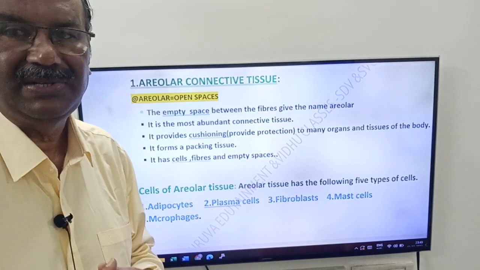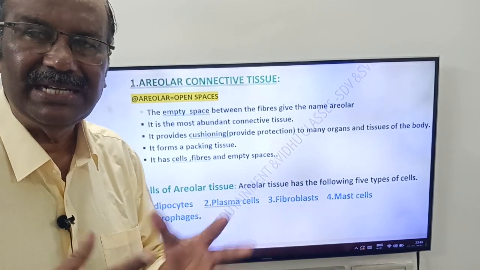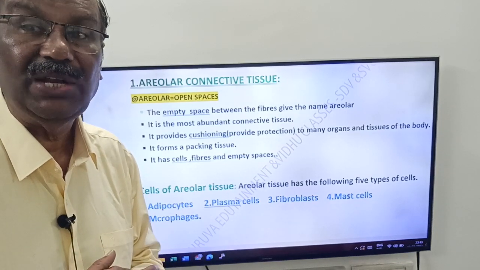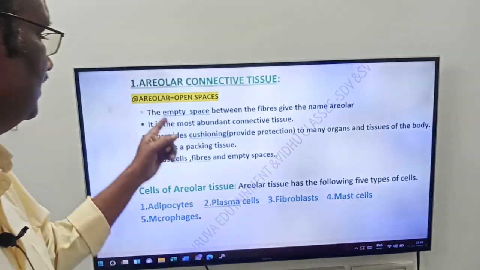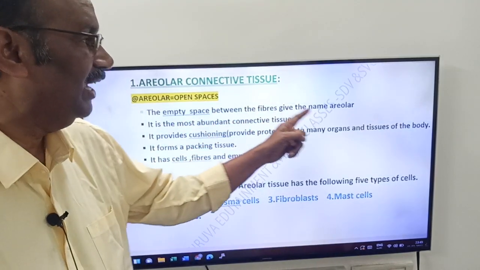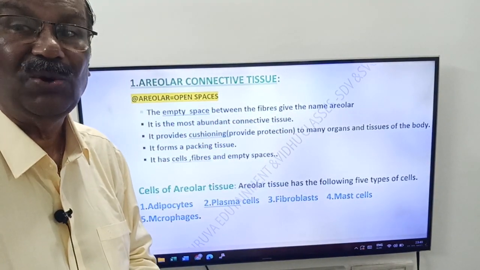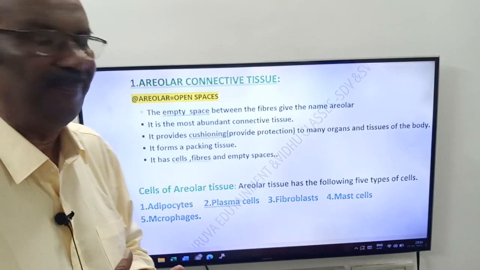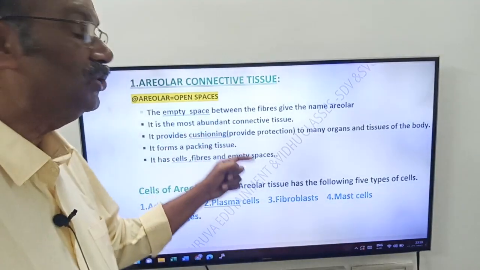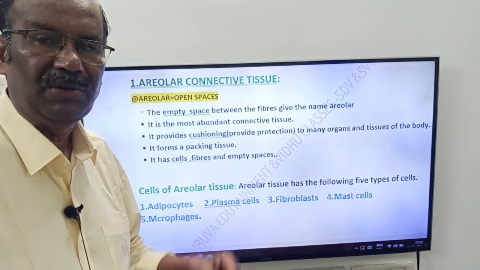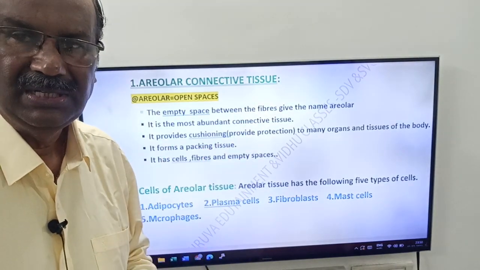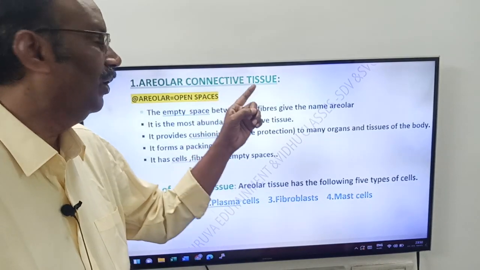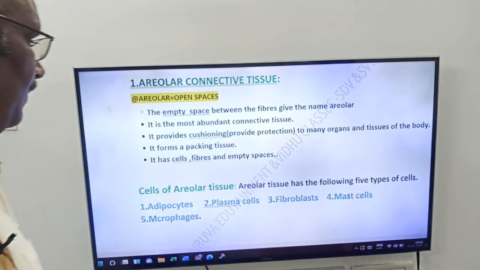See here, in between fibers there is an empty place, friends. Because of that we are calling it areolar. What does areolar mean, friends? The empty space between the fibers is called areolar. Because of that we are calling it areolar connective tissue. Friends, it is the most abundant connective tissue. Out of all connective tissues, the most abundant is areolar connective tissue.